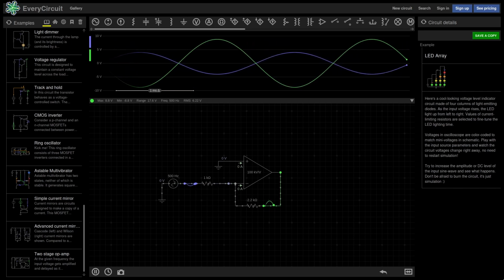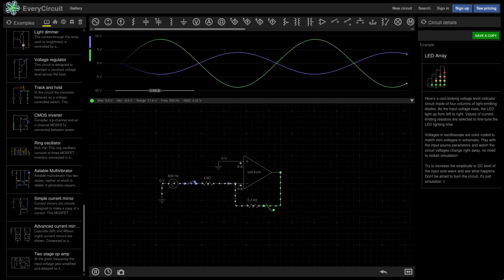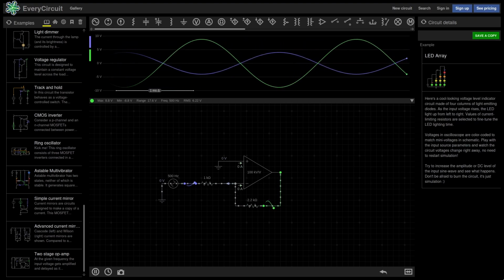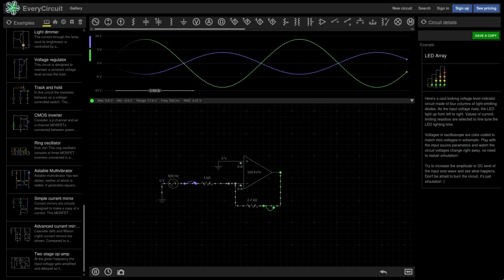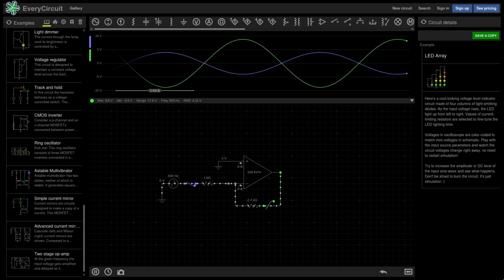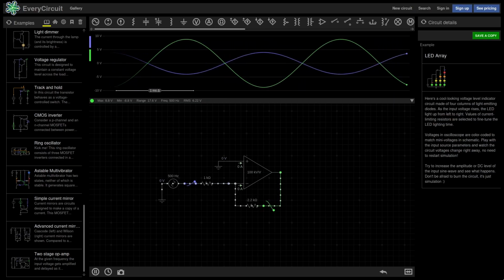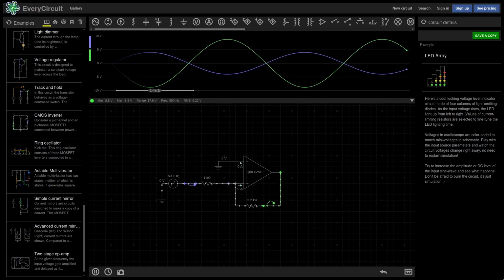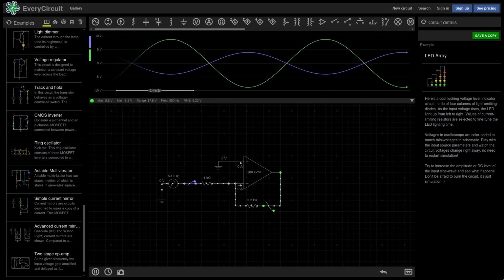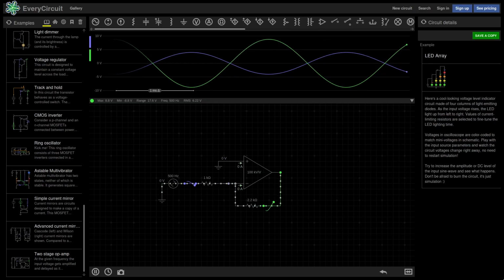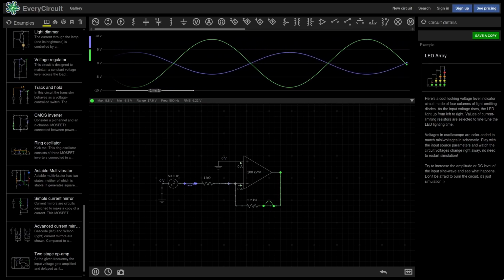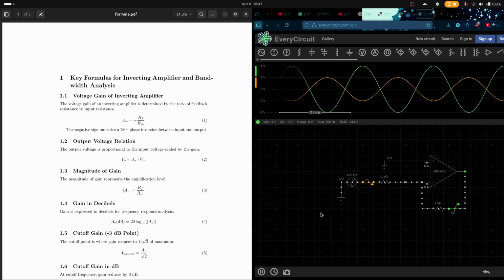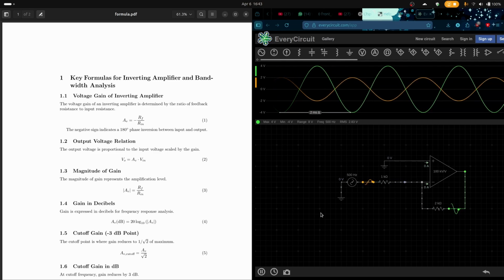Most people treat op amps like black boxes, but in reality, every behavior, gain, bandwidth, distortion comes from simple relationships. So, in this video, we are not just simulating an inverting amplifier using the 741. We are breaking it down from equations to real world behavior. Let's get started. So, what is an inverting amplifier?